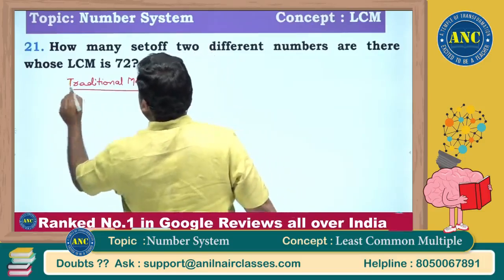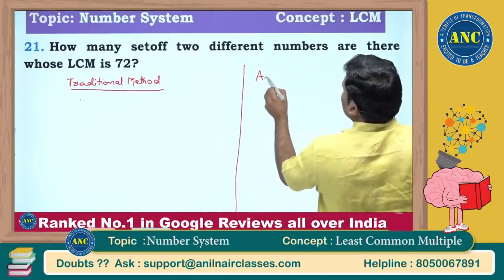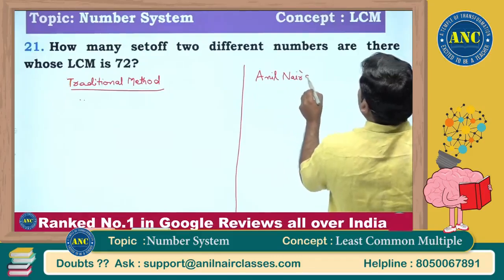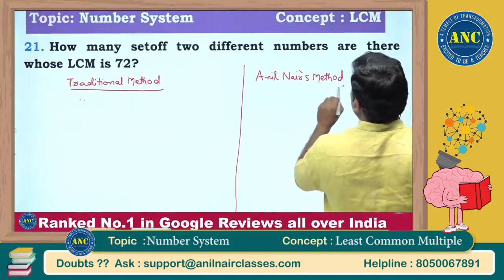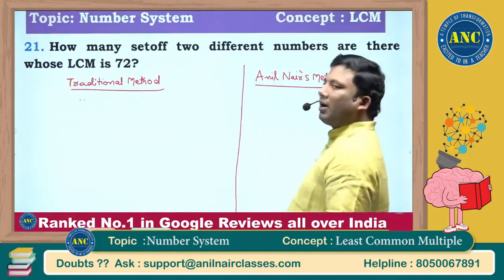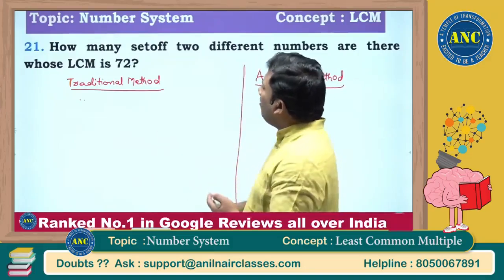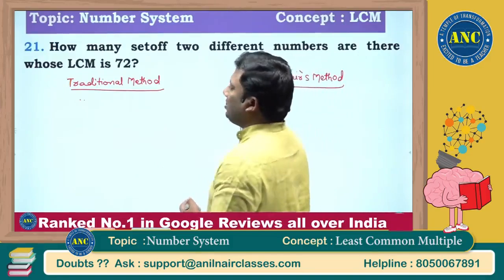Then we will see Anil Nair's method. Anil Nair's method will help you solve the question in seconds. The traditional method will help you understand the concept better. Respect the traditional method, but optimize the number of steps when using my way of solving. Now, how many sets of two different numbers are there whose LCM is 72?